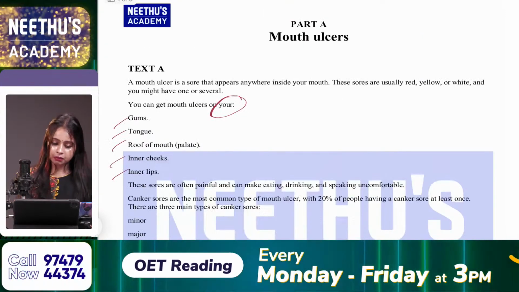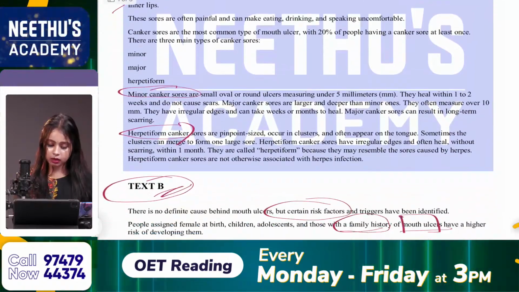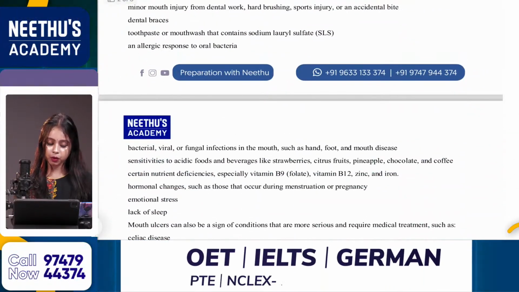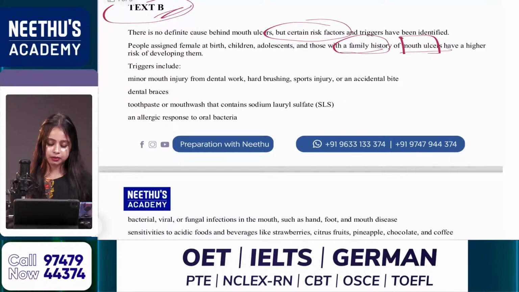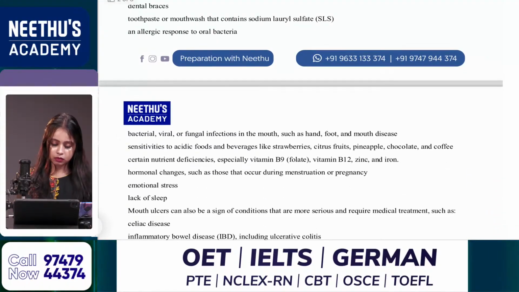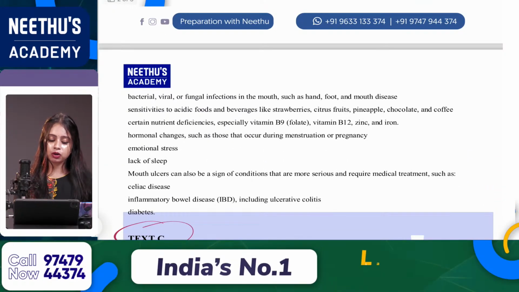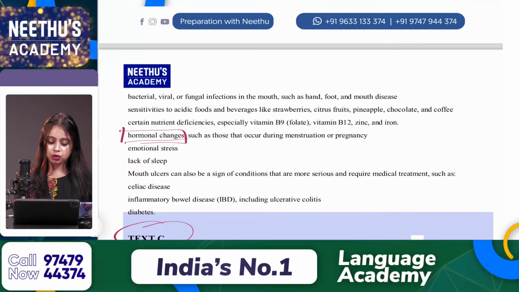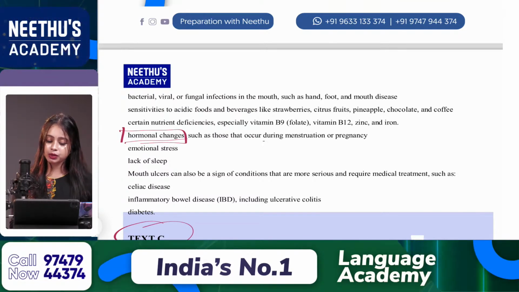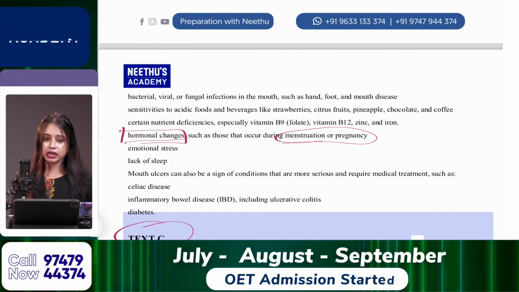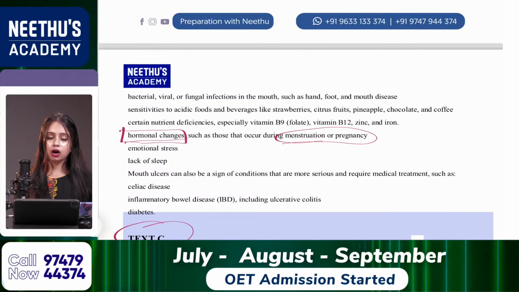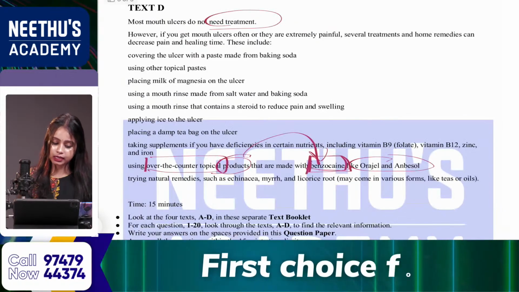Okay, so that is from text B, I guess, right? Okay, very good, text B. Okay, and what is your answer here? Text B. Okay, hormonal changes. So, such as those that occur during menstruation or pregnancy. So, the answer should be hormonal changes. Very good. That is the correct answer.